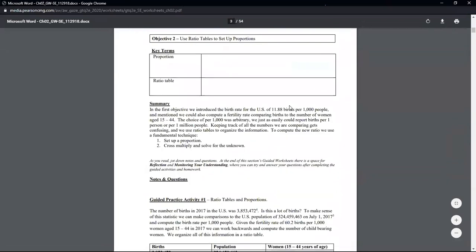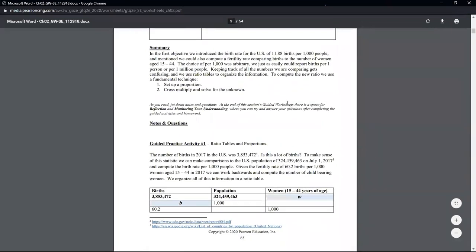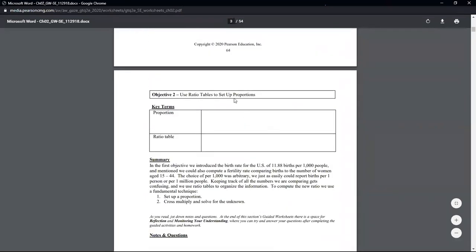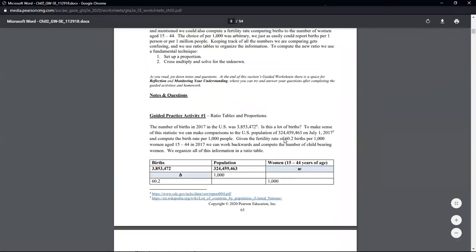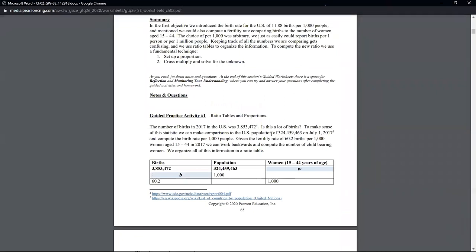So, using ratio tables, page 65. Here we go. Guided activity 1. This is a ratio or proportion table. It's actually got a similar theme to that original US versus Mexico birthing rate population problem.